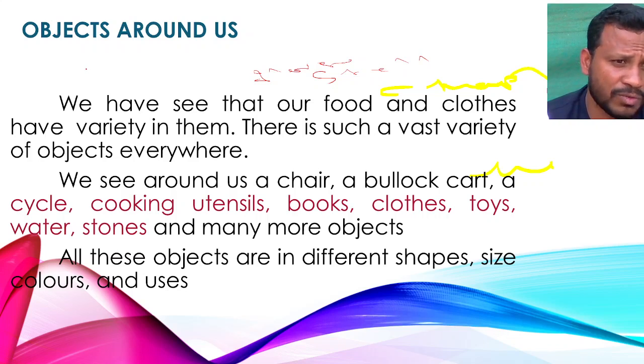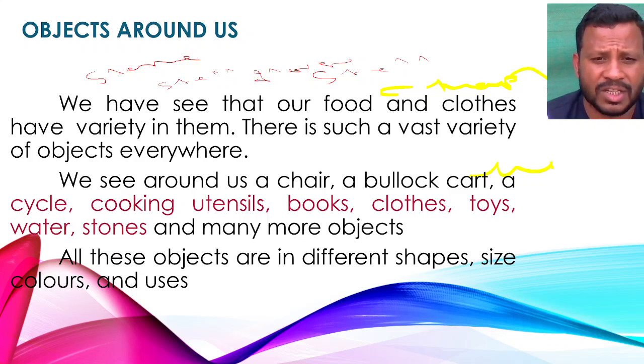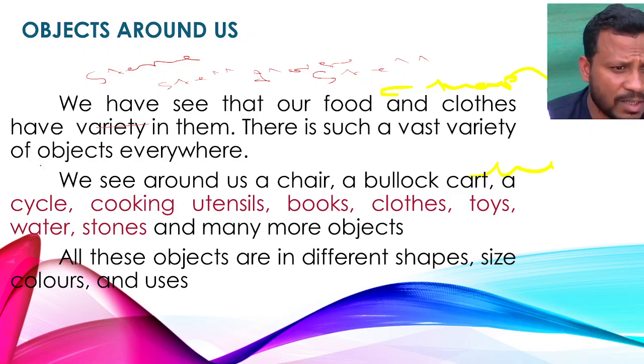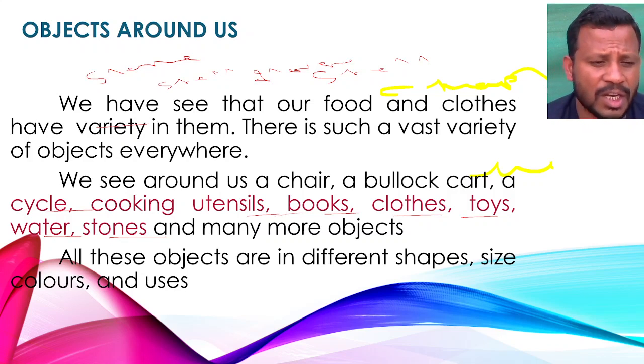And we see a lot of stones, and a lot of steel utensils used in the home. These are the substances around us. We see in our day-to-day life some substances we use, like the cycle, cooking utensils, books, clothes, toys, water, and stone. These are the substances we see in our day-to-day life.